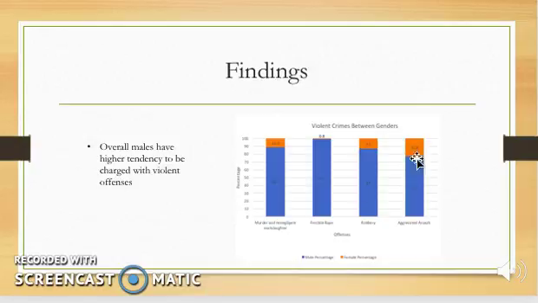Also, when only looking at the genders, I was able to come up with the explanation that males have a higher tendency to be charged with violent offenses. As you can see, the blue section is the males, and there's an overwhelming amount of blue in this chart. The orange section is the female section, and they're still on there. They're still committing these violent crimes. However, it's not nearly as often as the males.